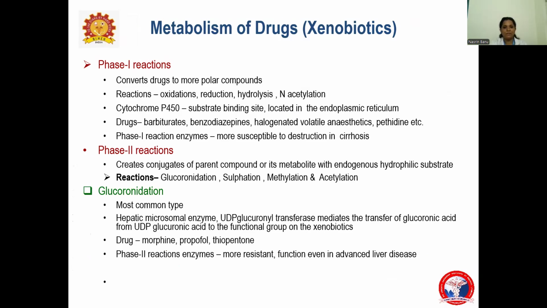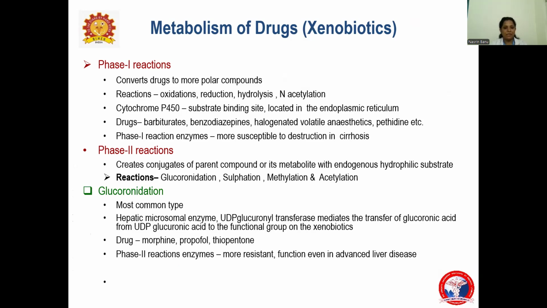Metabolism of drugs, that is, xenobiotics. Phase 1 reaction converts drugs to more polar compounds. The reactions that occur in the liver are oxidation, reduction, hydrolysis, and N-acetylation. The main enzyme is cytochrome P450, which is the substrate binding site and is located in the endoplasmic reticulum. The drugs that are metabolized by phase 1 reactions are barbiturates, benzodiazepines, halogenated volatile anesthetics, and pethidine.